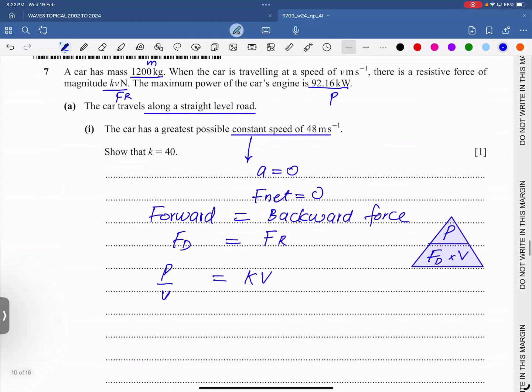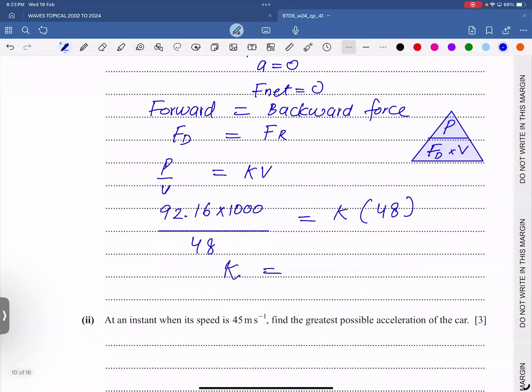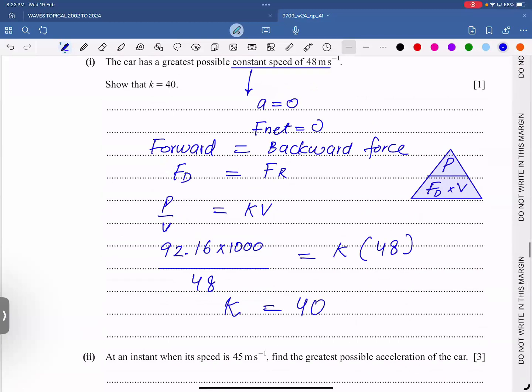Substitute the values, my dear. Power is 92.16 kilowatts, times 1000, over the velocity they gave you. It is 48. K we don't know, times velocity 48. You rearrange, you solve. The K will be what they ask you. 40, my dear students. Now we know the K is 40. It's just a 1 mark question. We need to use this for the next section.